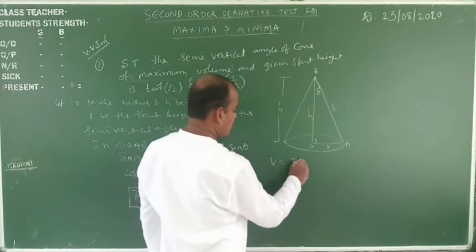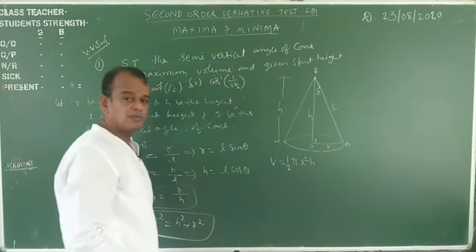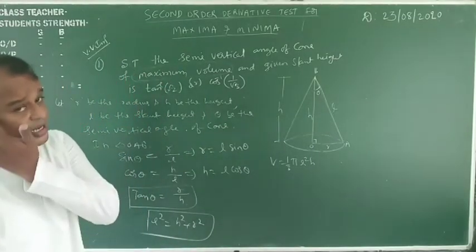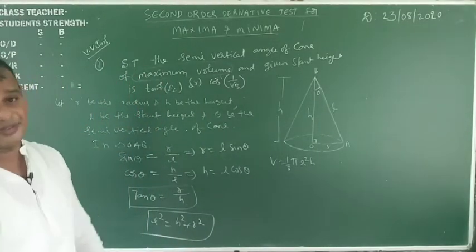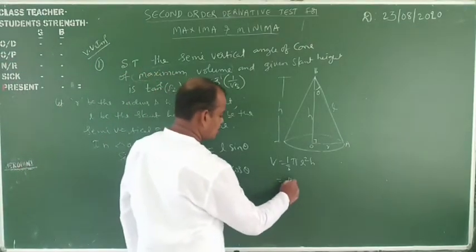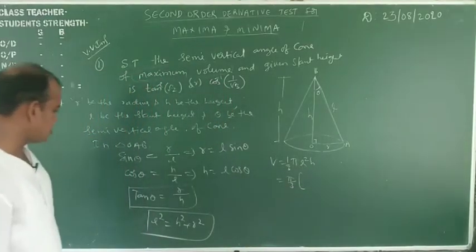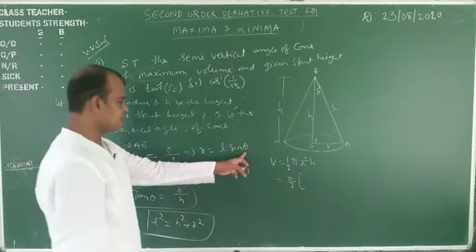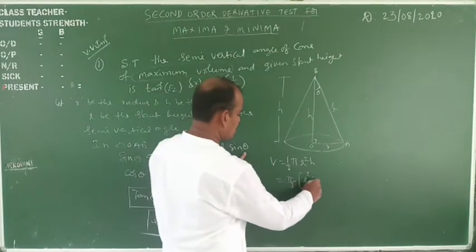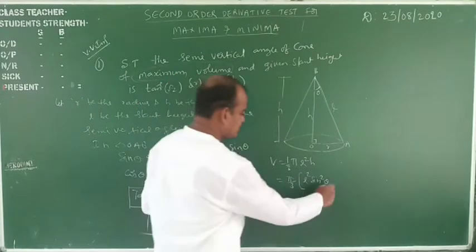Pi 1/3 pi r square h, okay my dear students. Volume of the cylinder is pi r square h, volume of the cone is 1/3 pi r square h. Now this is pi by 3, and now this is r square. What is r square, my dear students? The r value is L square sin square theta, into h. H means L cos theta.